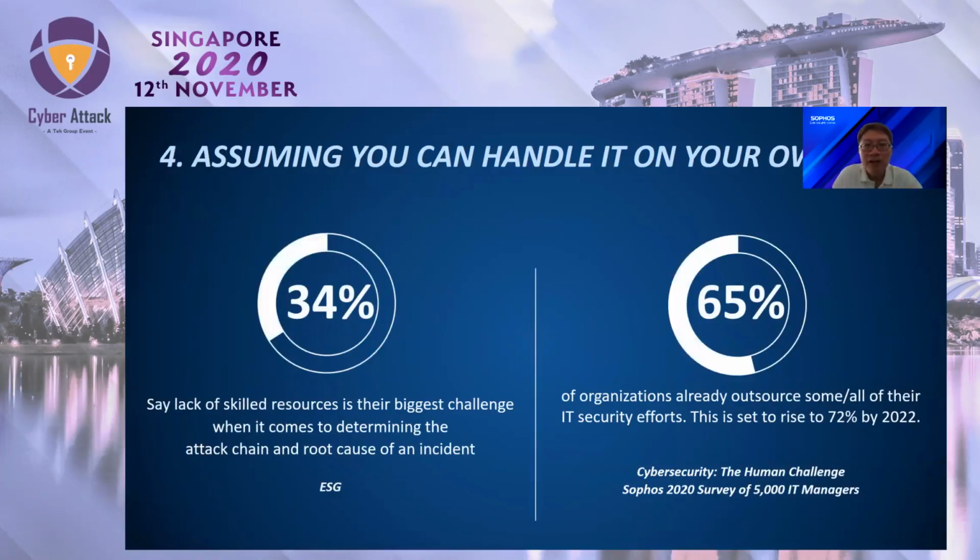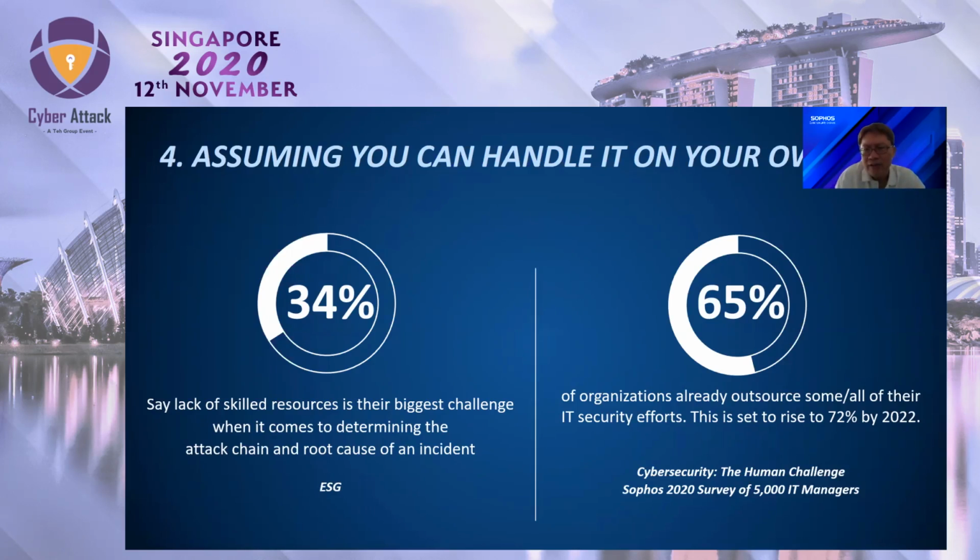Now, the final piece is that we probably have this assumption that it's okay, we have the expertise to deal with it within my organization itself, and I don't need any other people to help me. But in a couple of surveys that we have run over the years, we have seen that 34% at least, a third of our interviewees, say the biggest challenge they have today is unskilled staff. When an incident happens, they do not know what to do.